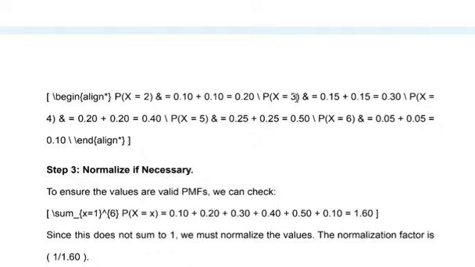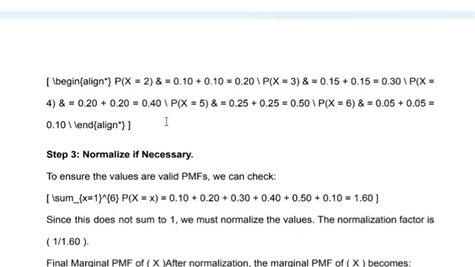p(X = 2) = 0.10 + 0.10 = 0.20, p(X = 3) = 0.15 + 0.15 = 0.30, p(X = 4) = 0.20 + 0.20 = 0.40, p(X = 5) = 0.25 + 0.25 = 0.50, p(X = 6) = 0.05 + 0.05 = 0.10.